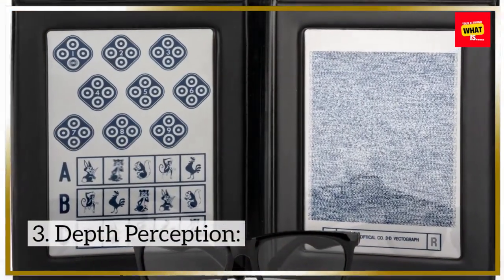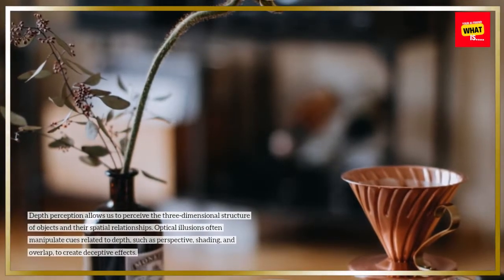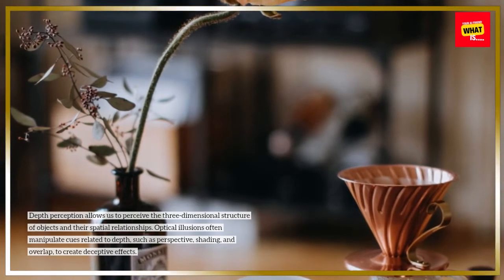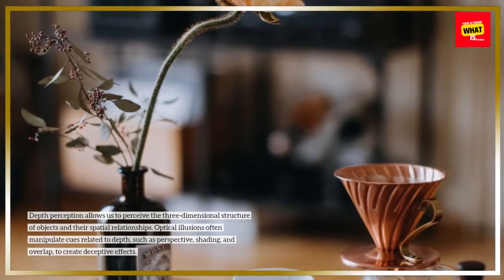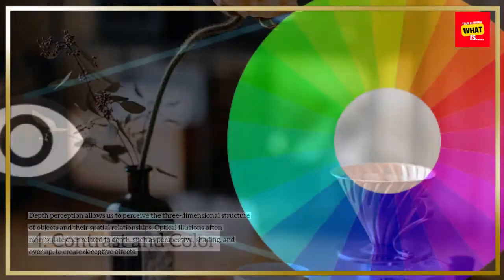3. Depth perception. Depth perception allows us to perceive the three-dimensional structure of objects and their spatial relationships. Optical illusions often manipulate cues related to depth, such as perspective, shading, and overlap, to create deceptive effects.